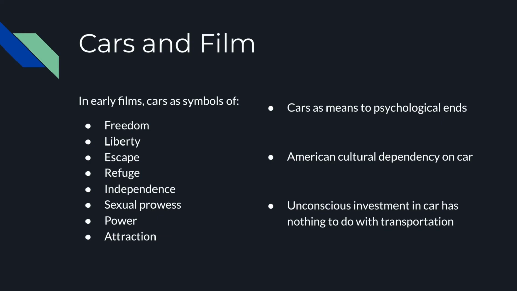As this dependence on the car was established and ever-growing, the American love affair with the car began to be represented in Hollywood films. In early car films, the car was modeled as a means to become attractive or desirable. The car could also symbolize freedom and liberty, or it could offer a sense of escape and refuge. In the union between film and car, the automobile is represented as a means to an emotional reward.